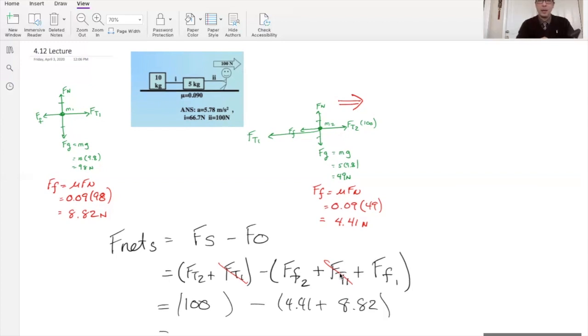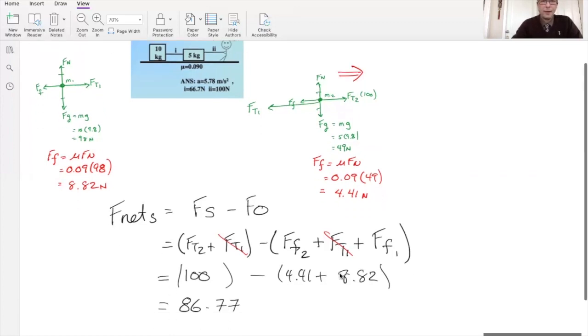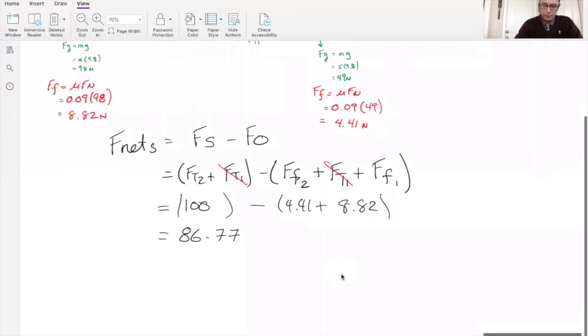Okay, so let's pick up a calculator and run that calculation. 100 minus 4.41 and I subtract again 8.82. That gives me an 86.77 net force. Okay. Now, as you all know, net force leads to this equation, F net equals ma. And this is the net force for the system, so we're about to find the acceleration for the whole system.